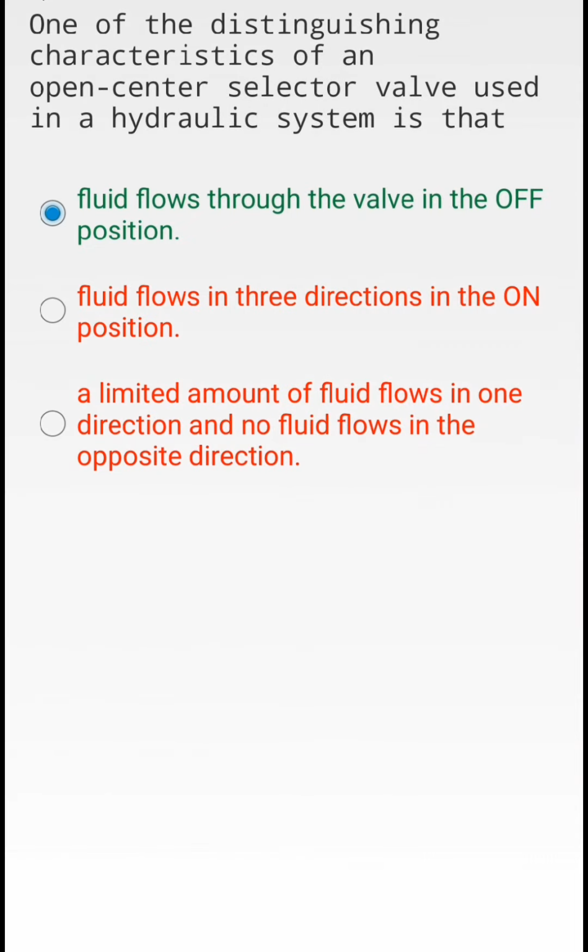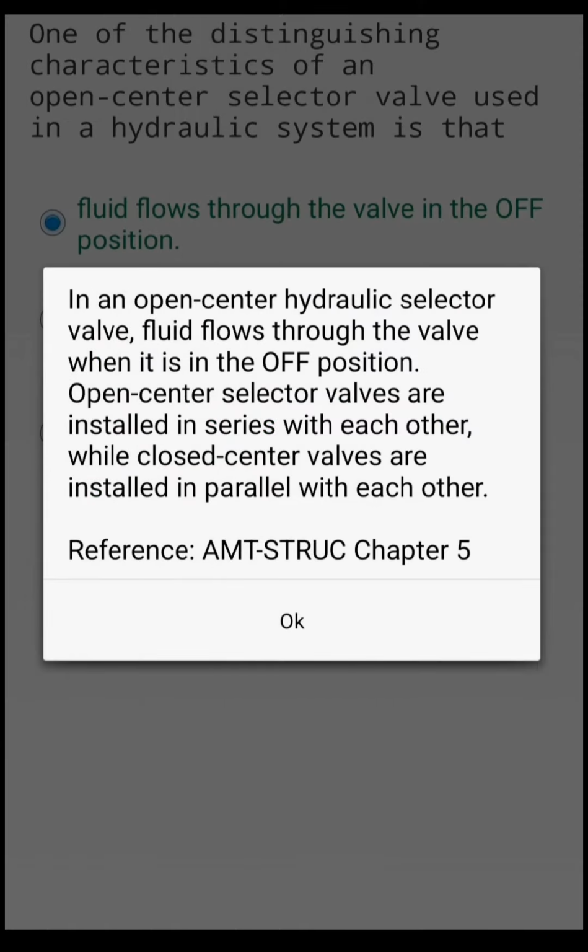One of the distinguishing characteristics of an open center selector valve used in a hydraulic system is that fluid flows through the valve in the off position. In an open center hydraulic selector valve, fluid flows through the valve when it is in the off position. Open center selector valves are installed in series with each other, while closed center valves are installed in parallel with each other.